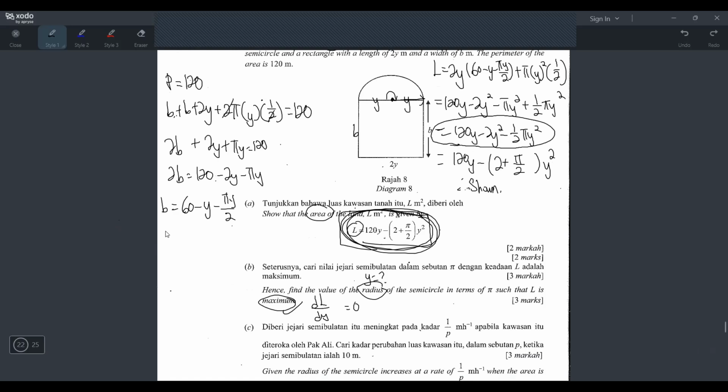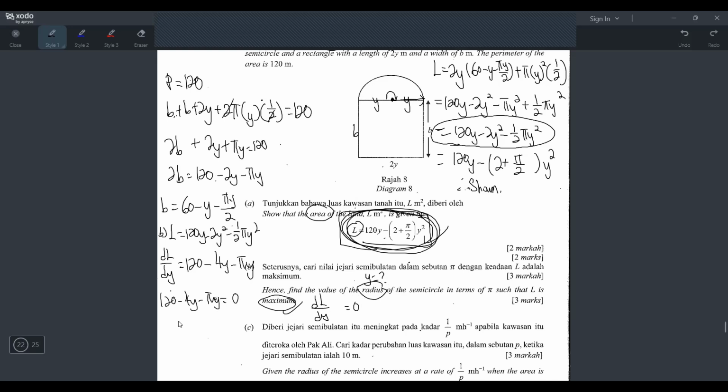So what I will do now for B is I'll write down this equation. L equals 120y minus 2y squared minus 1 over 2 pi y squared. This equation is actually the same as this equation. It's just that you have to expand this, then you will get here. And then you want to differentiate and equate to 0. So what is the derivative of 120y? 120. Differentiate this one is 4y. Differentiate this one is pi y. And take this whole thing equals 0. Why equals 0? Because maximum.